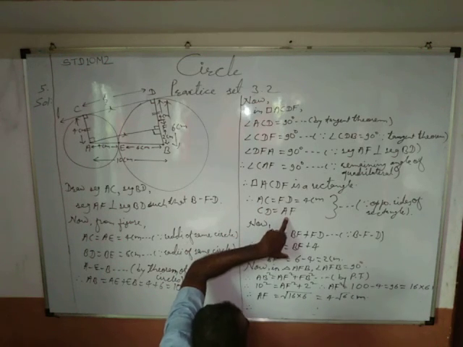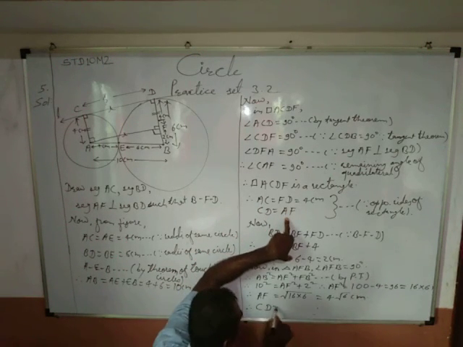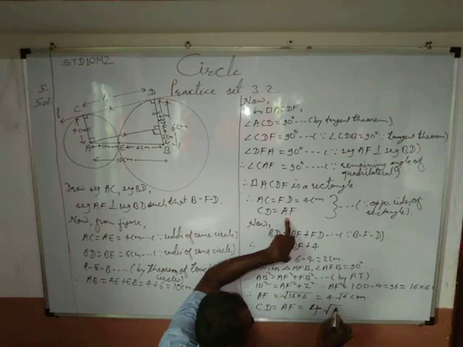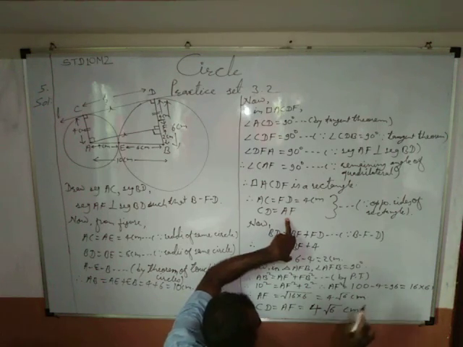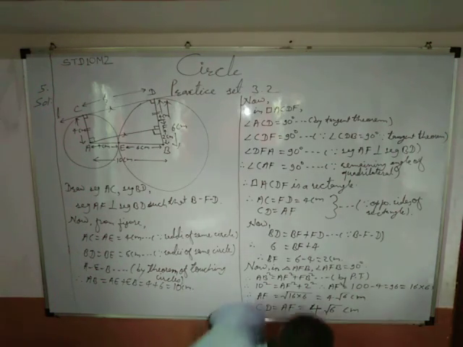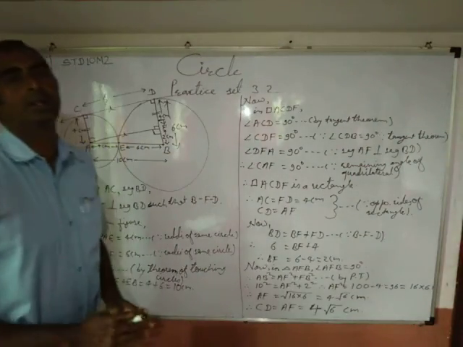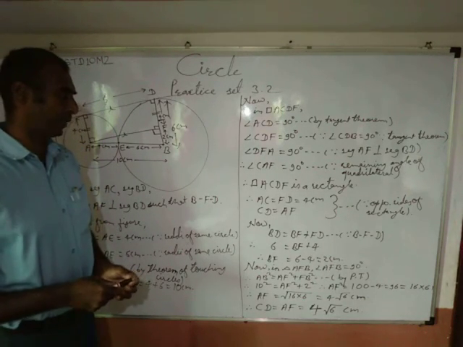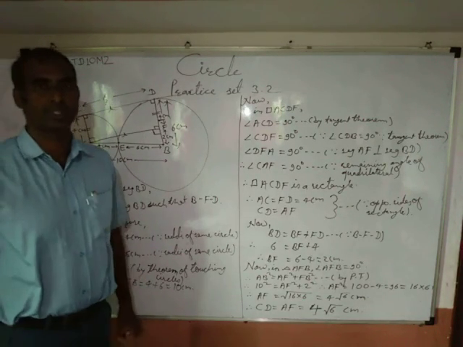Already we have CD equals AF, therefore CD equals AF equals 4 root 6 centimeters. This is the answer for the given question. Length of CD equals 4 root 6 centimeters.